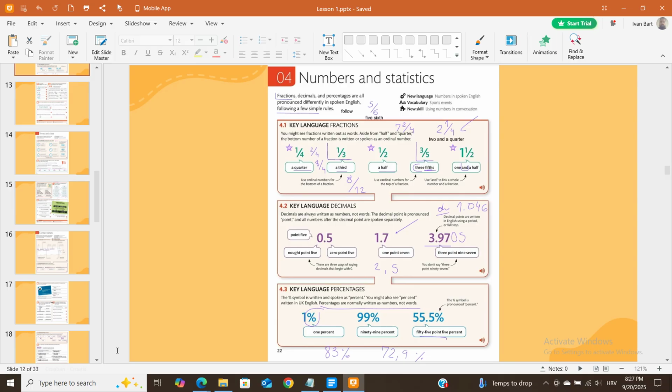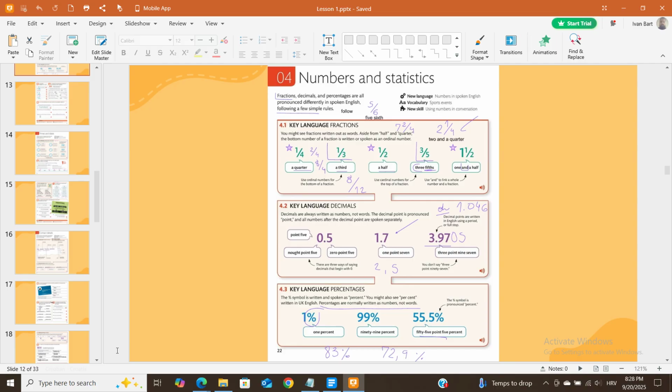3.9705. 0.5. 1.7. There are three ways of saying decimals that begin with 0. You don't say... 5.97. 3.97.